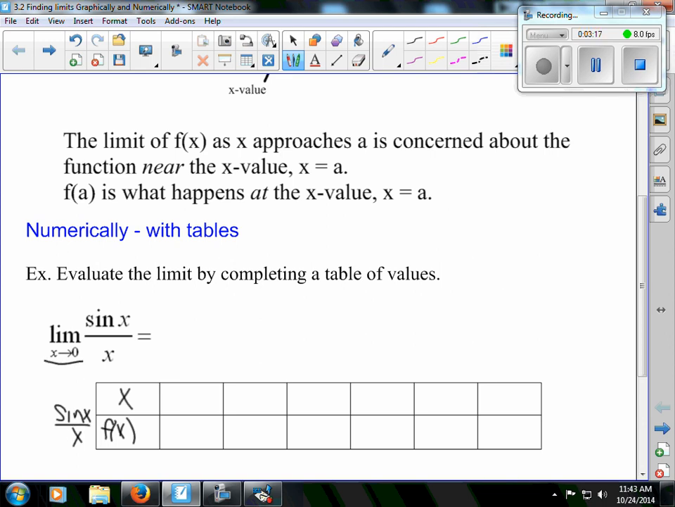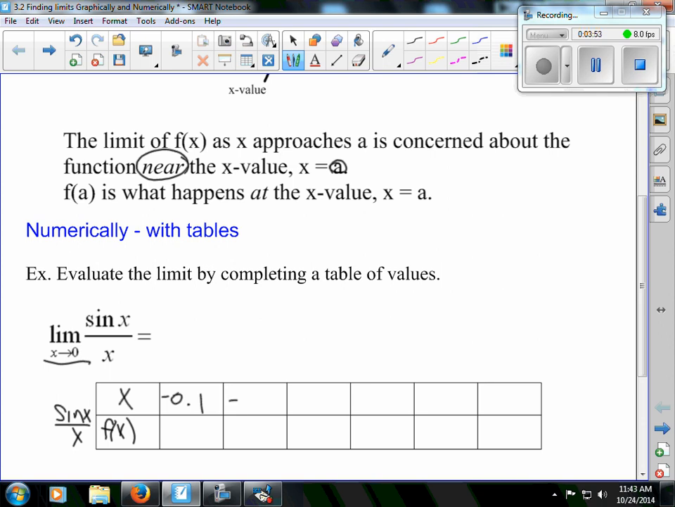In this limit, x is approaching 0. Again, I'm only concerned about what's happening near 0, not what's happening at 0. So the x values that I plug in should be near 0, but not equal to 0. Some x values near 0: let's do negative 0.1. That is very close to 0 and on the left side of 0. But I can get even closer to 0.